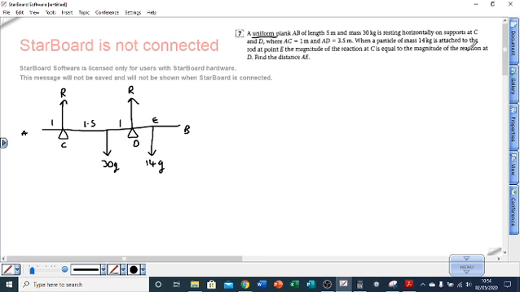Calculate the magnitude of the reaction. The magnitude of the reaction at C is equal to the magnitude of the reaction at D. Find the distance AE. Now, because we're going to find AE, we're going to set that distance there to be X. And the first thing I'm going to do, because these are equal as long as this is in a certain position, is resolve vertically upwards.